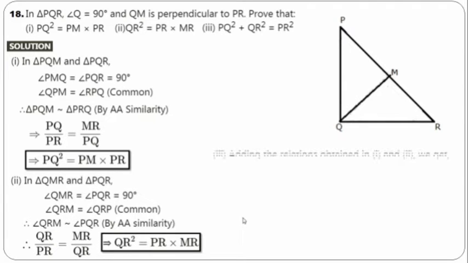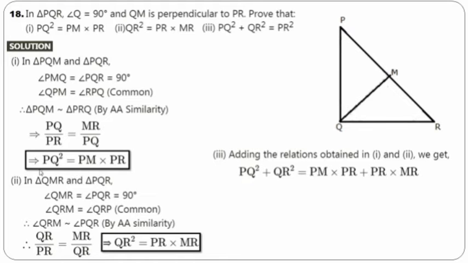And the last one is also similar. So number 3, adding the relations obtained in these two, you get PQ square plus QR square on the left hand side, equals, on the right hand side you have PM into PR plus PR into MR. So add left hand side, right hand side, right hand side. That's what is done.